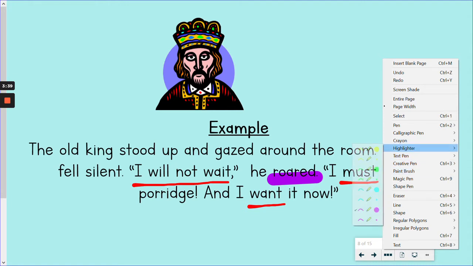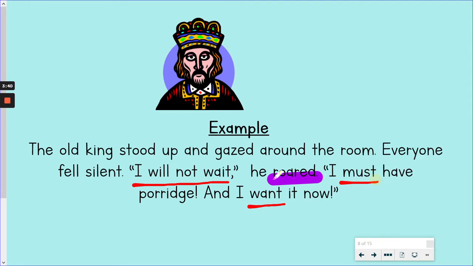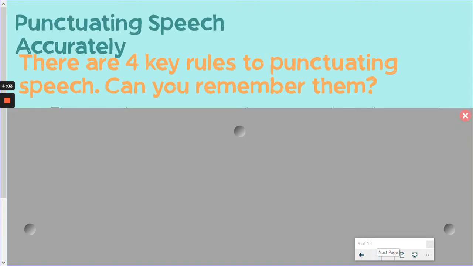Some of the word choices from the author tell us about the character. For example, this one here, he roared. This particular choice of speech verb is indicating to us someone who's willing to roar at other people, who will shout and demand what he wants. Talking of demanding, using words like "I must have" and "I want it now" tell us more about this particular character.